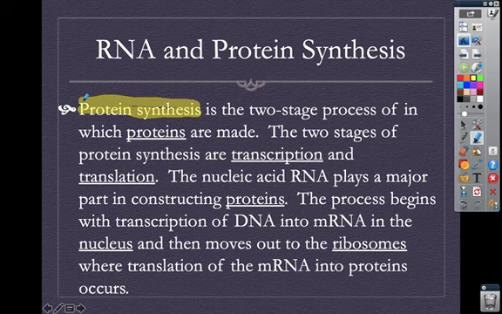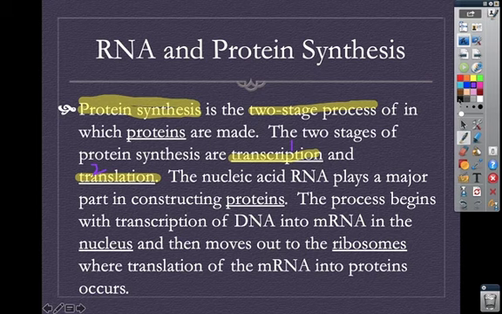All right, so protein synthesis is a two-part process, so two stages. The first stage is called transcription, and the second stage is called translation. So make sure that you know the order. So you have transcription followed by translation.